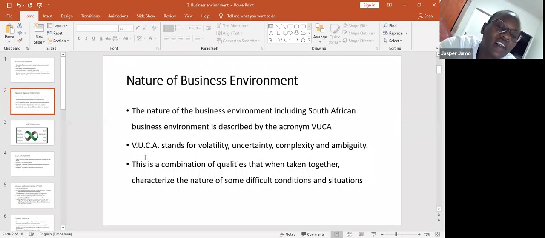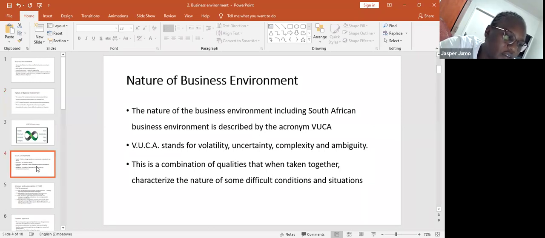So when you are describing the nature of the business environment, you say that it is described as being VUCA. When you take the volatility, the uncertainty, the complexity and the ambiguity, you are describing how difficult the conditions are that you are supposed to run your business in. So I'll just explain to you the meaning of these words.